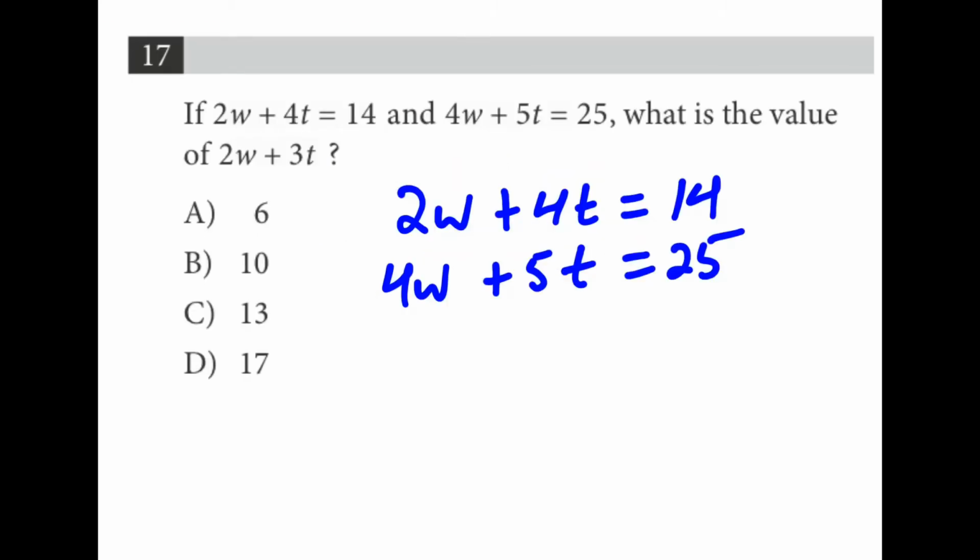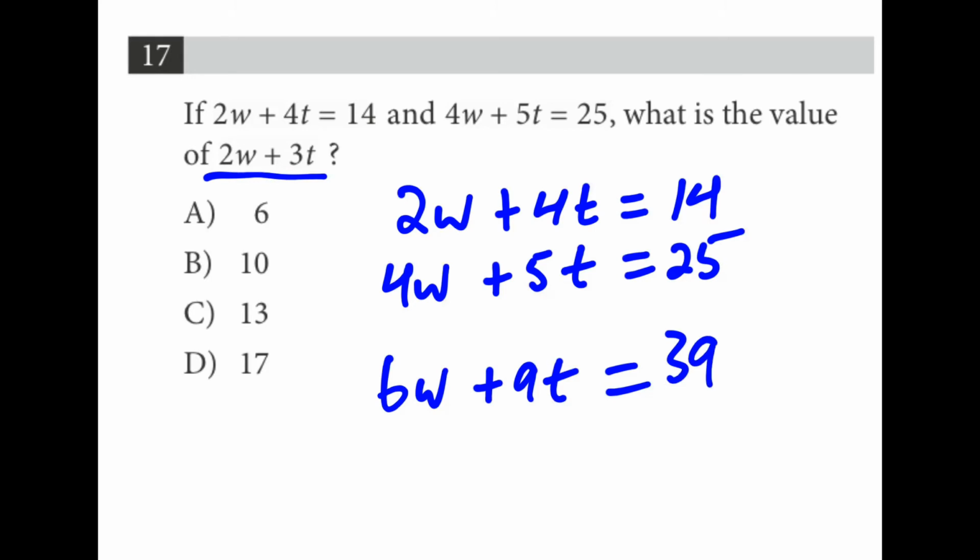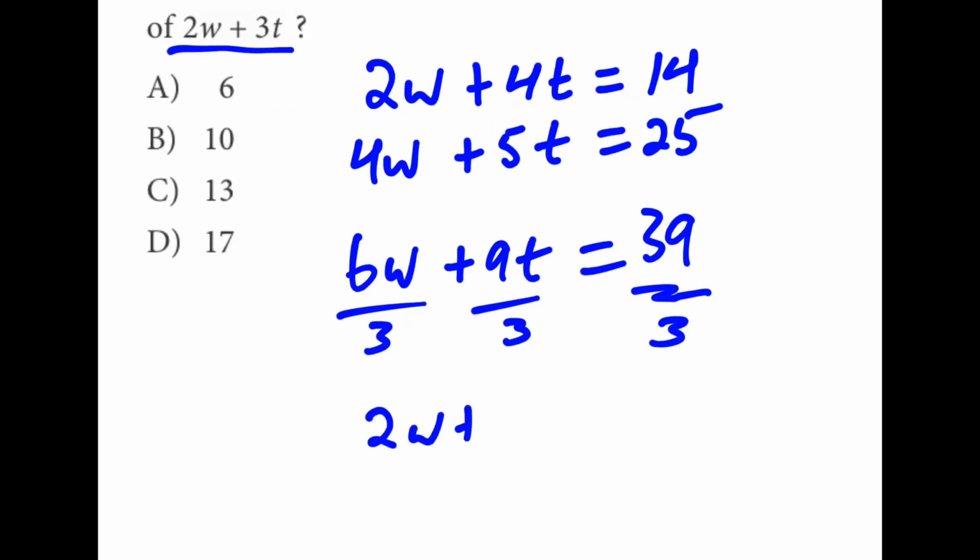For 17, I have these two different equations, and then I want to know what is the value of 2w plus 3t. So I could try to solve these for w and t separately and then plug these in, and that would probably work. But if I'm looking at elimination, and I add these straight down, I get 6w plus 9t is equal to 39. And I'm noticing that if I divide everything by 3, what do I get? 2w plus 3t is equal to 13. Bit of a shortcut. It shows up all over the SAT, math problems like this.